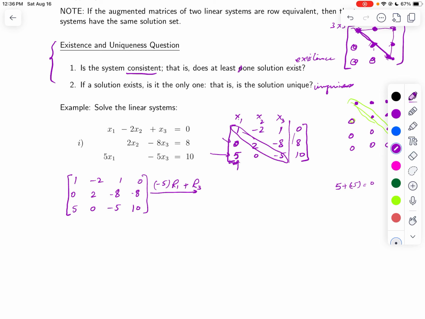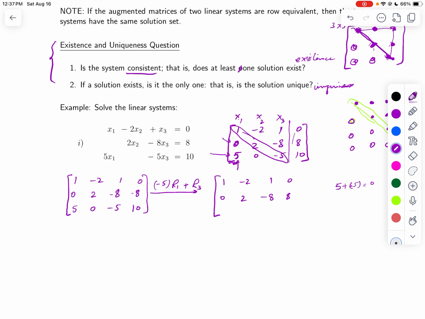So what is going to change? The third row is going to change. The first row is not changing. Remember that you are not going to write in the first row negative 5, 10, negative 5, 0. That will be wrong. That means you are also multiplying the first row by negative 5, which you don't need to. So when I do this, my first row remains the same, whatever it is. The second row remains the same. The third row now changes.